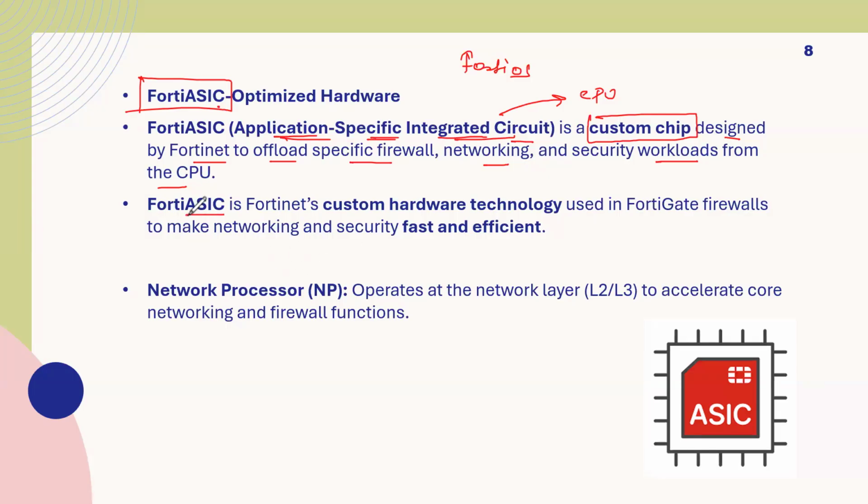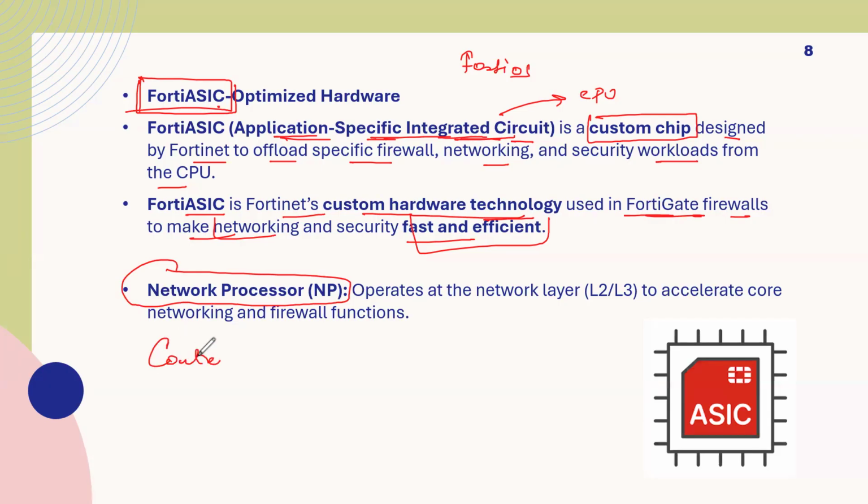So the ASIC is Fortinet's custom hardware technology used in the FortiGate firewall to make networking and security fast and efficient. Whenever we talk about the hardware part of the FortiGate firewall, it is the ASIC, the Application Specific Integrated Circuit. In this, you have two things: one is the network processor, and one is the content processor. If you ask the basic difference between NP and CP, the network processor is responsible for forwarding the traffic. This is the basic difference.